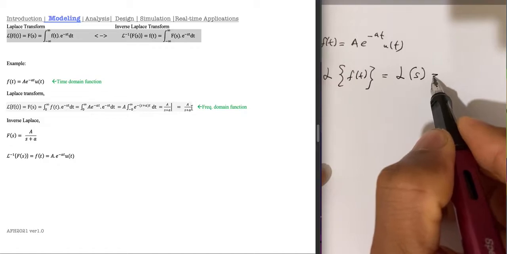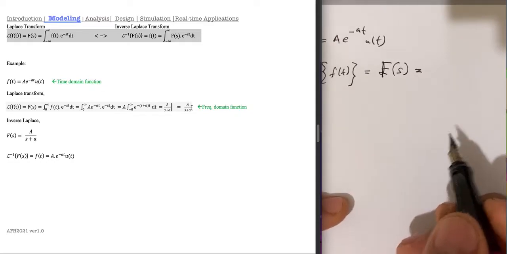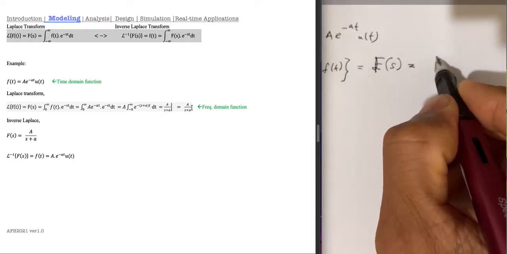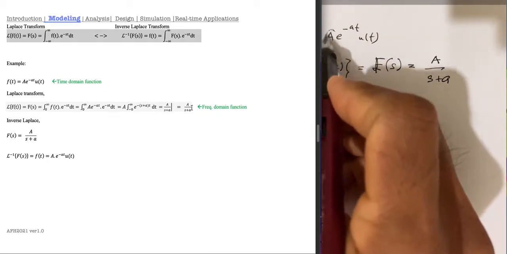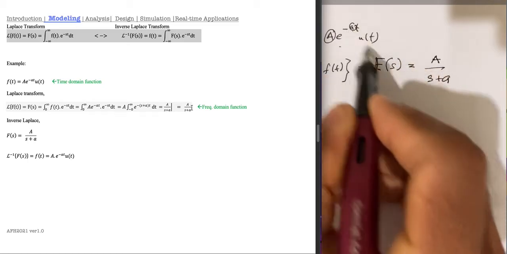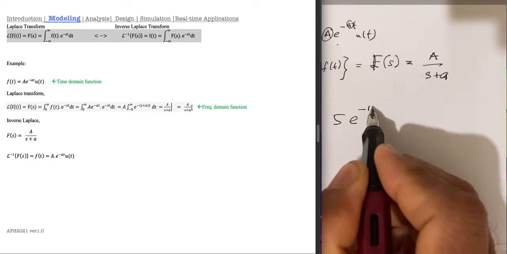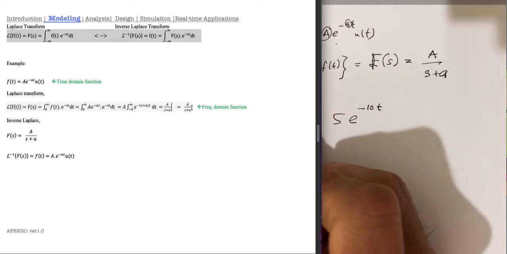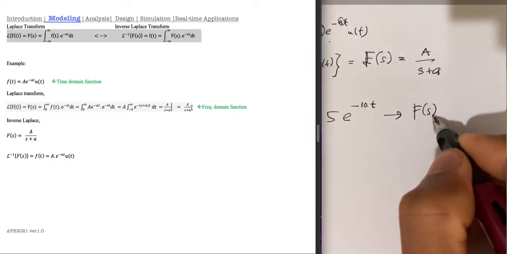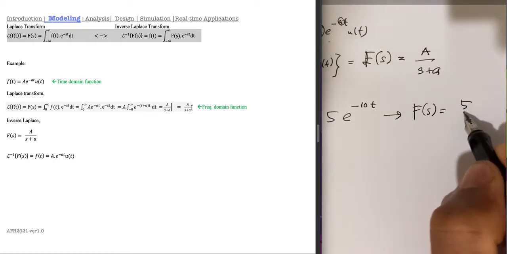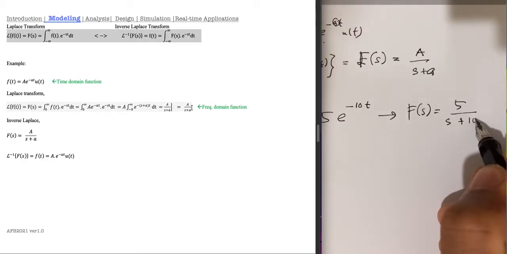Okay, this is equal, no, sorry, F of s equal to A over s plus a. So that's a goes here, this small a goes here. So if we have 5e to the minus 10t, then we can simply convert that to F of s equal to 5 over s plus 10.